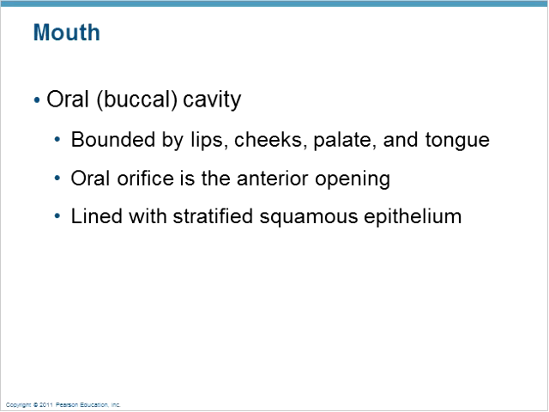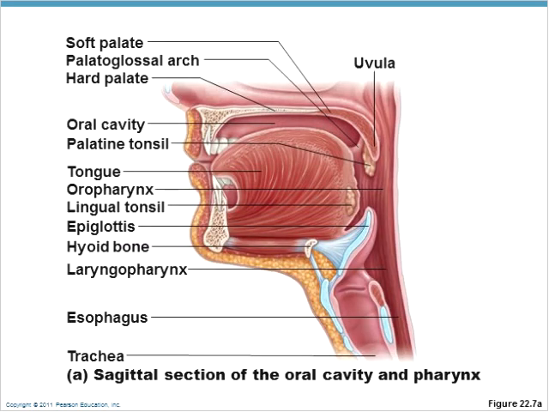We're talking about the organs of the GI tract. The first is the mouth. It is essentially the buccal cavity, as it's called. It's bounded obviously by the lips, the cheeks, the palate, the hard and soft palate, and the tongue. And the oral orifice is the anterior opening in your mouth, if you will. It's lined with stratified squamous epithelium, interestingly enough.